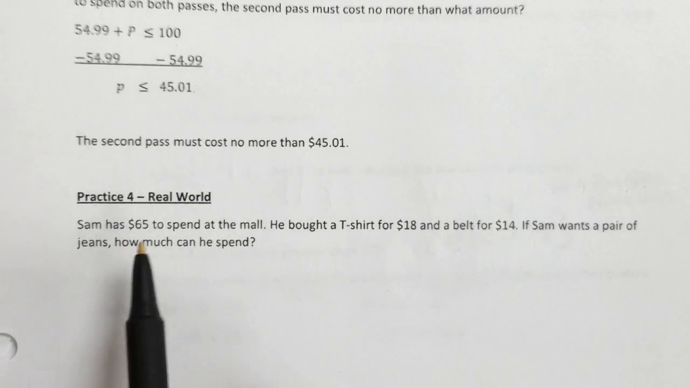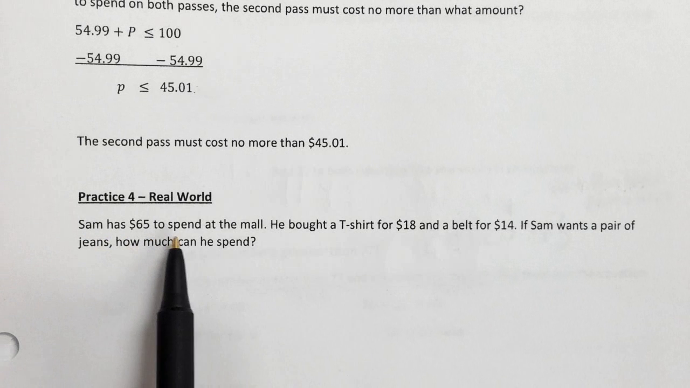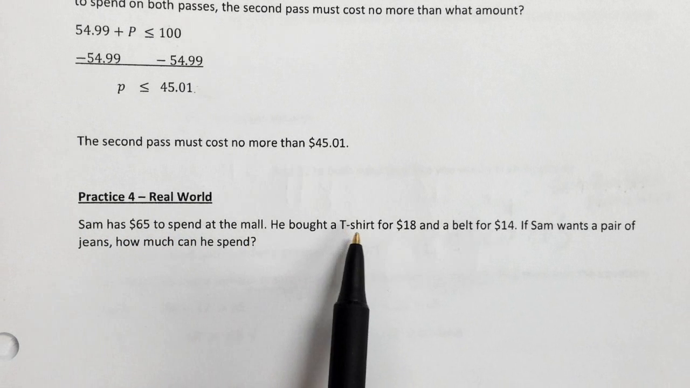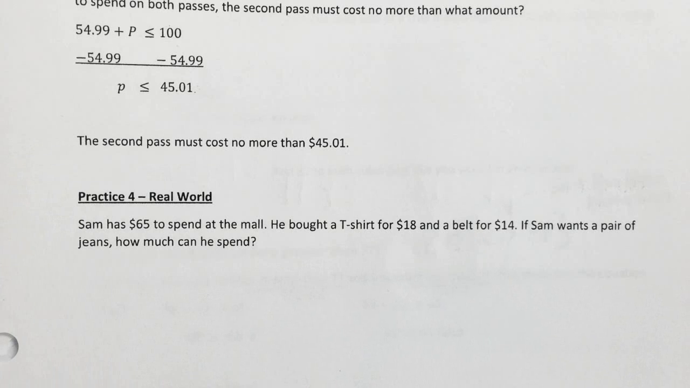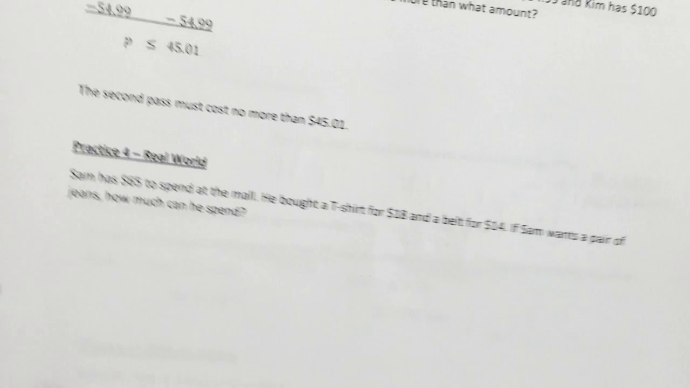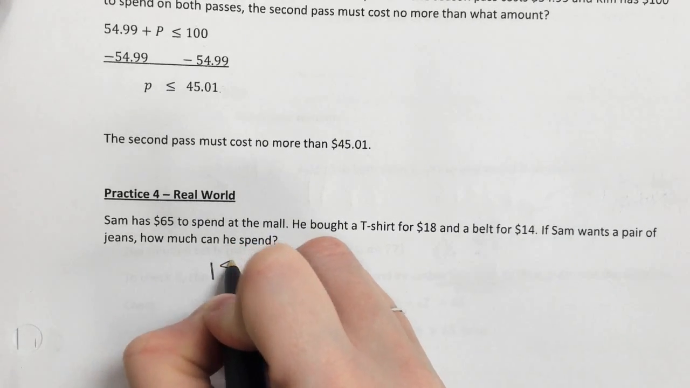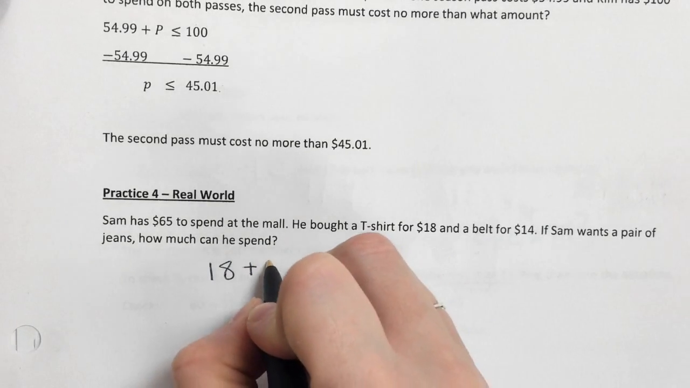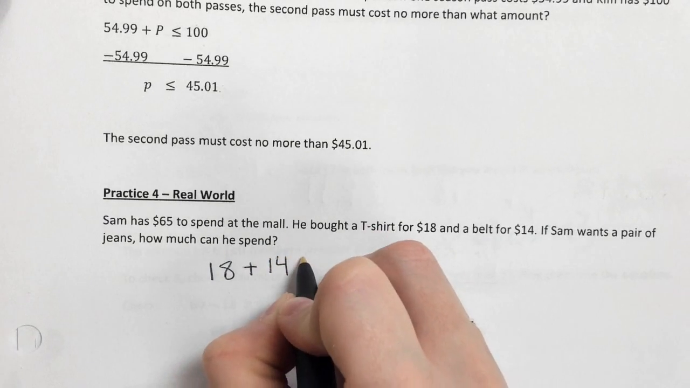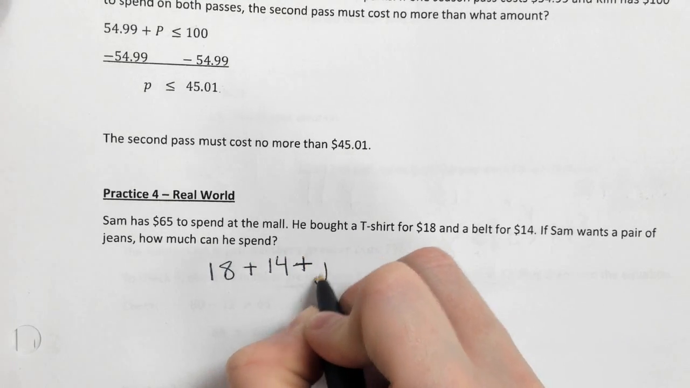Okay, so what about practice 4 down here? Sam has $65 to spend at the mall. He bought a t-shirt for $18 and a belt for $14. If Sam wants a pair of jeans, how much can he spend? So far he has the t-shirt for $18. In addition to that, he has the belt that he spent $14 on. And then he also wants to buy the pair of blue jeans. I'm going to say J.